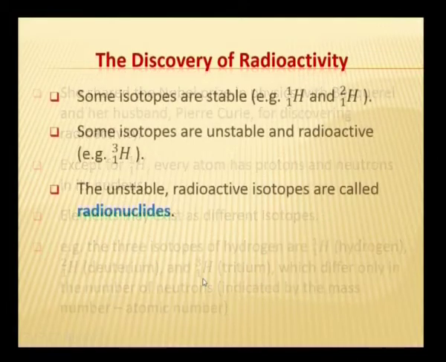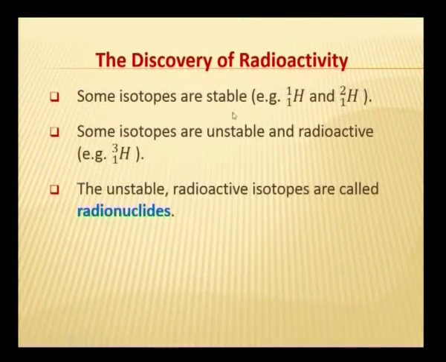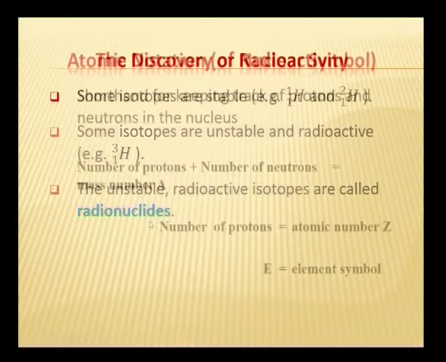Okay. So, we have got isotopes that are stable. Here they are, the isotopes. Some isotopes are unstable and radioactive. Example, these are unstable and radioactive. The unstable radioactive isotopes are called radionuclides.